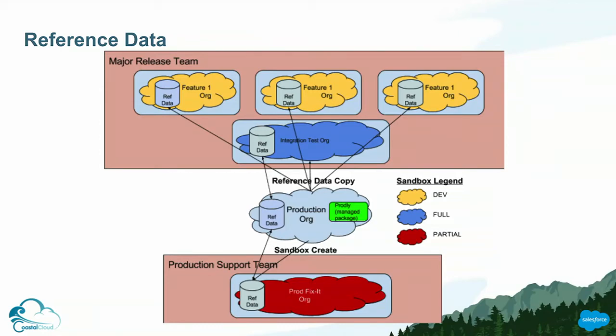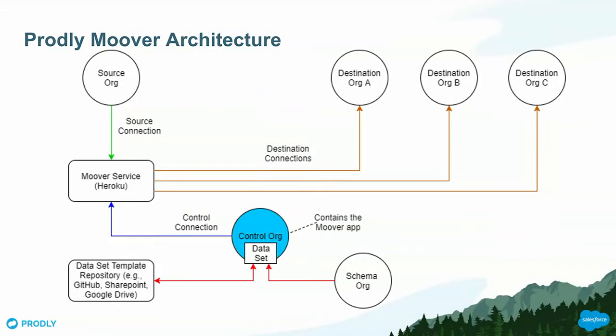And they use Prodly for that, as well as using Prodly to deliver that latest production copy to all of our developer and testing orgs for the major release. So that way, we're moving data frequently, we're keeping all these environments up to date, and everybody's testing and developing on the most current version of data.